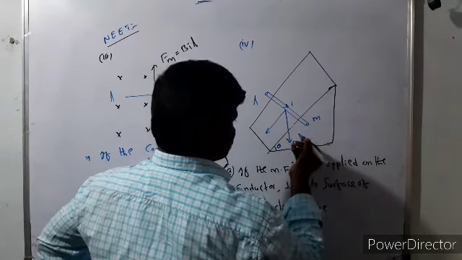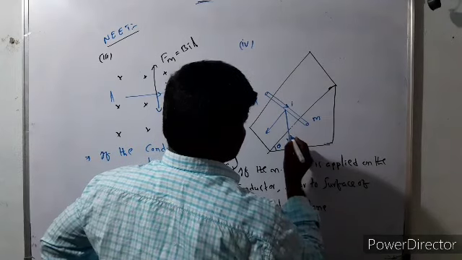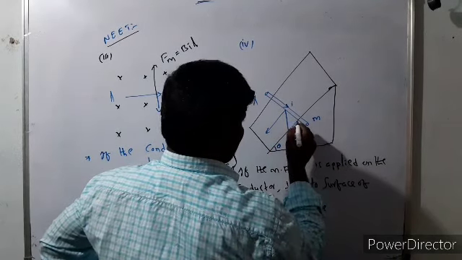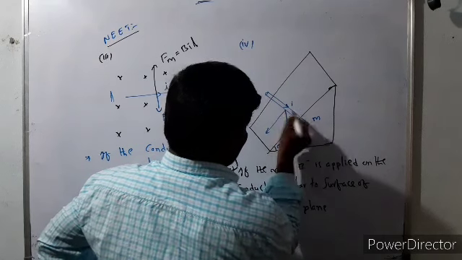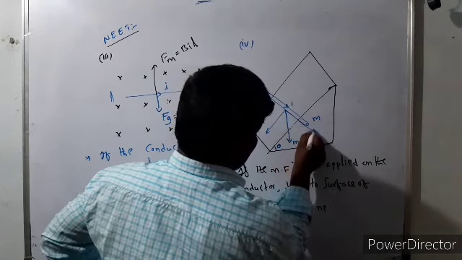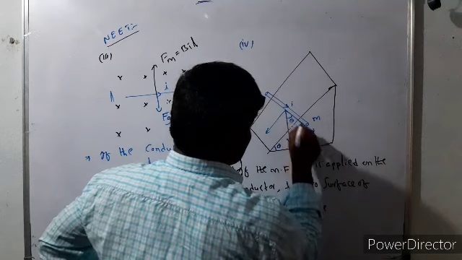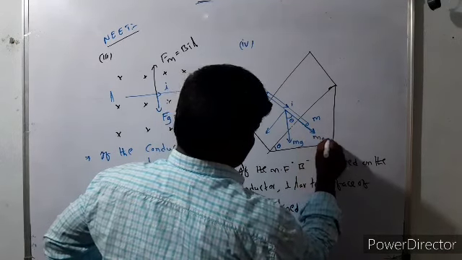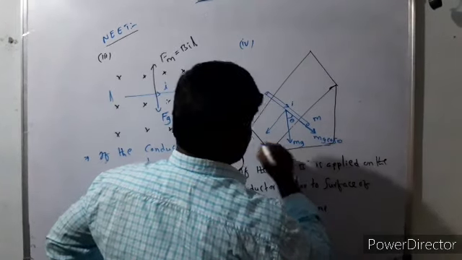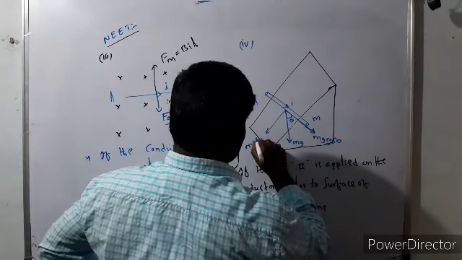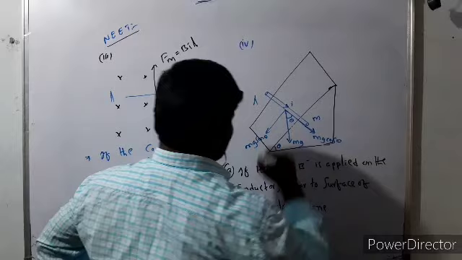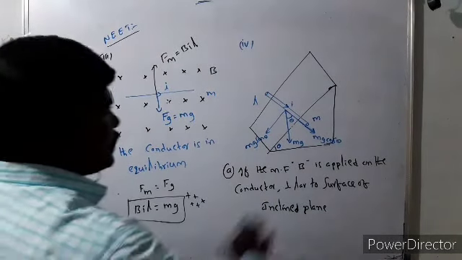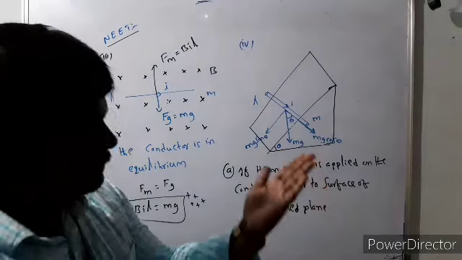If this is theta, this is also theta. Now, if you resolve mg into components, this is mg cos theta, and this is mg sin theta. Mg sin theta is always parallel to the inclined surface, like this.